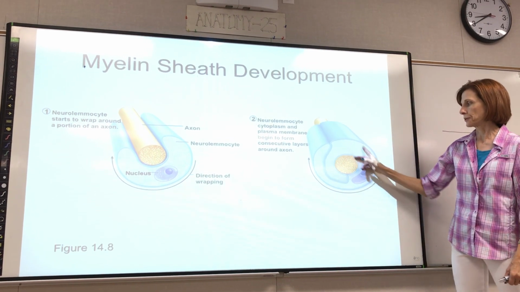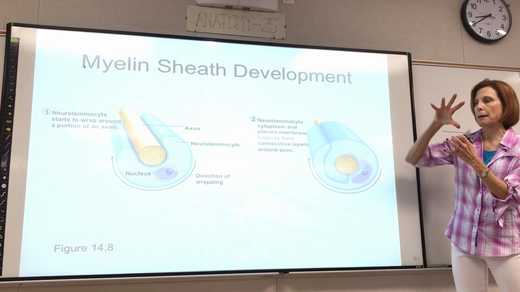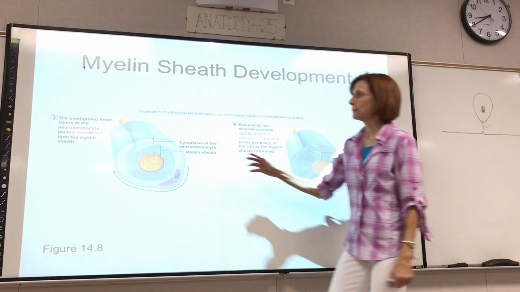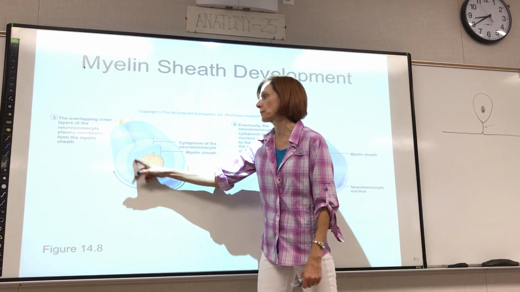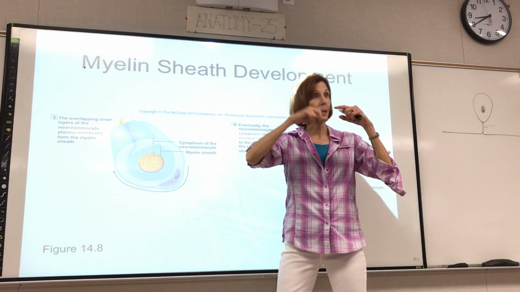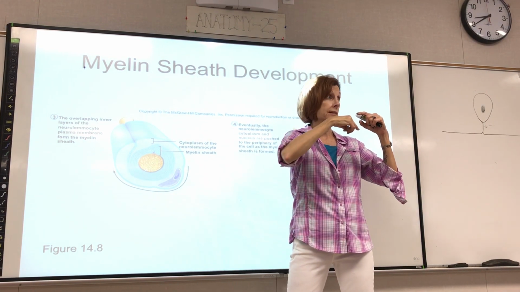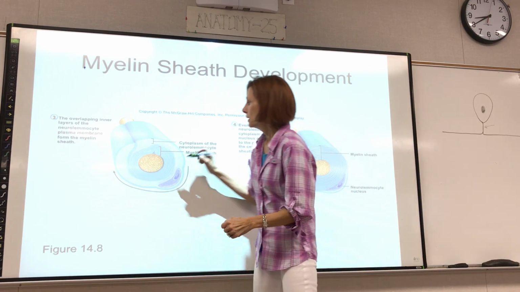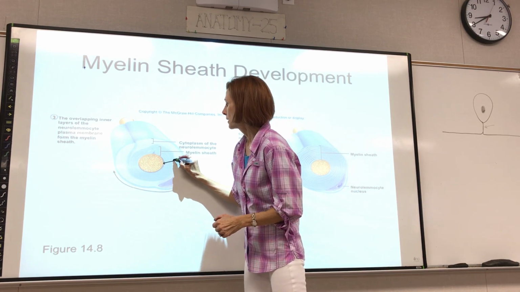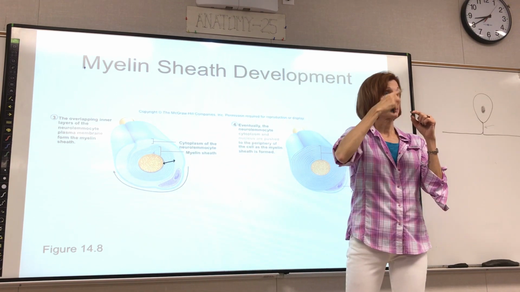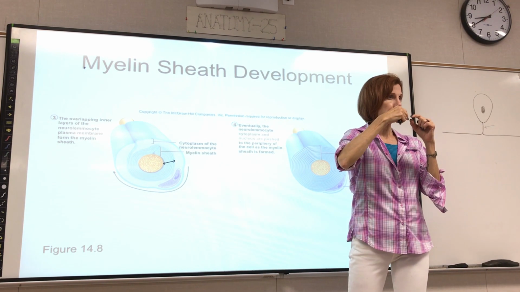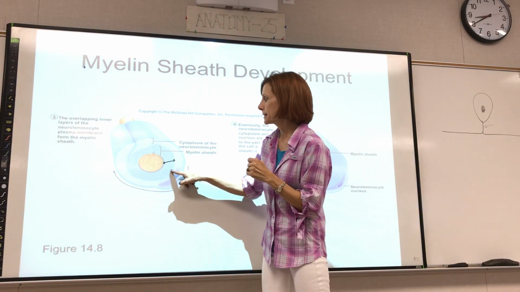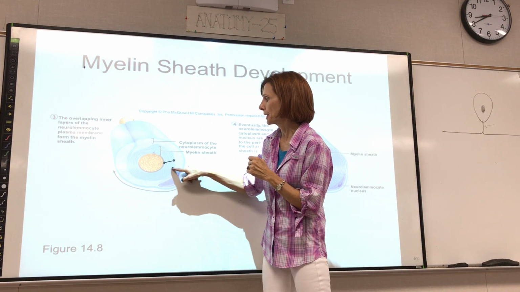And so this is a little further along in that process. It's kind of wrapping around it. And then notice that what happens is its membrane, the membrane of the Schwann cell, just keeps wrapping around and around and around the axon. So that is really the actual myelin sheath. It's all of these layers of the membrane of the neurolemmocyte. Okay, so this is the actual myelin sheath right here.